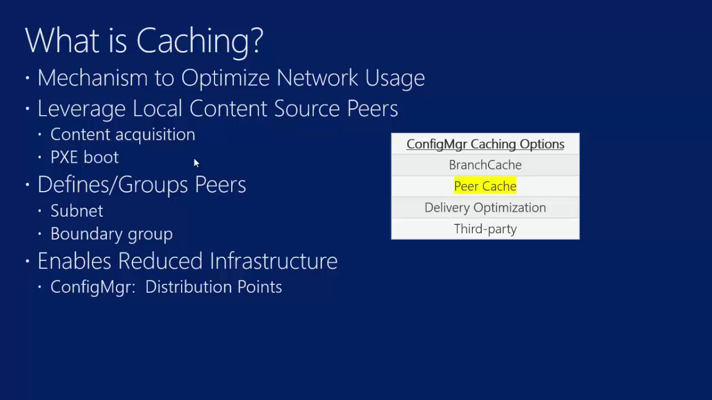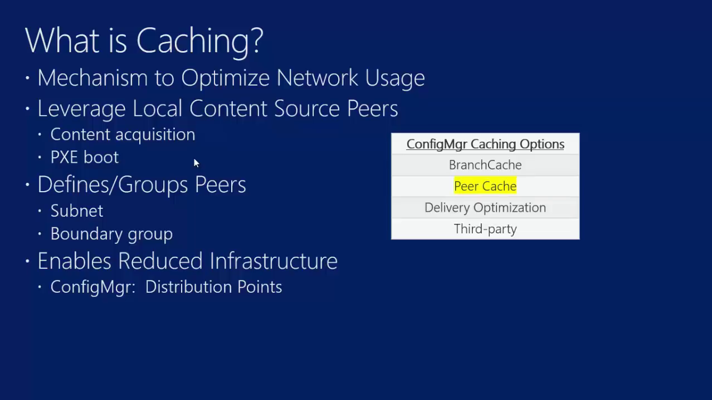Just generically, what is caching, then we'll dig into each one of these pieces in the series to talk about it in more detail. On the right-hand side: BranchCache, peer cache, delivery optimization, third party. We're talking about peer cache right now, that's the highlight, but we'll get to the other ones as well. The only one we won't talk about in the series is third-party solutions in the Config Manager world. That's 1E Nomad and Adaptiva OneSite. Those are third-party solutions, so we won't include those in this series, but I do want to at least call it out as an option for you.